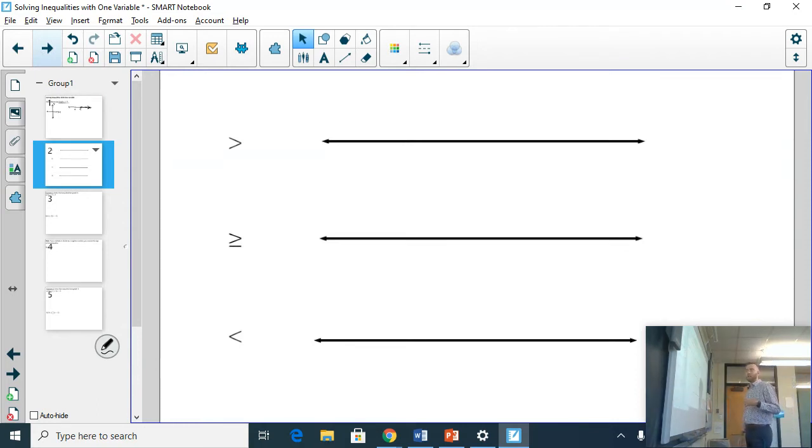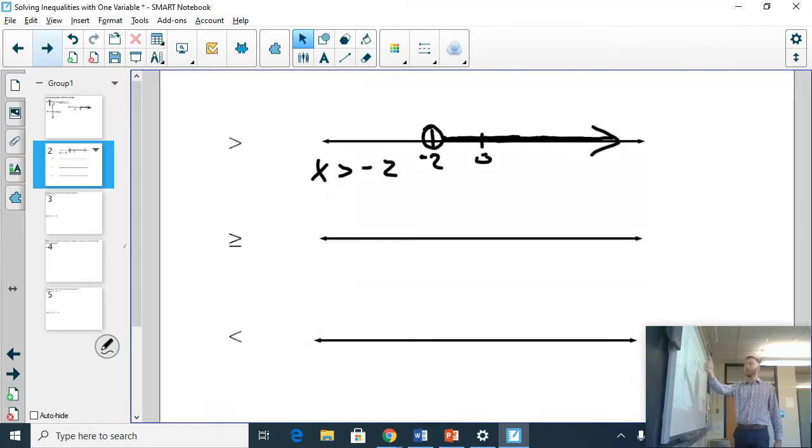So here we have a greater than sign, and if we were to take an example like x is greater than -2, then on a number line that would look like, let's say zero's there and we could put -2 there. Since it's just greater than, we're going to put an open circle, and then we are going to shade to the right because it's greater than, right? We want everything greater than -2.